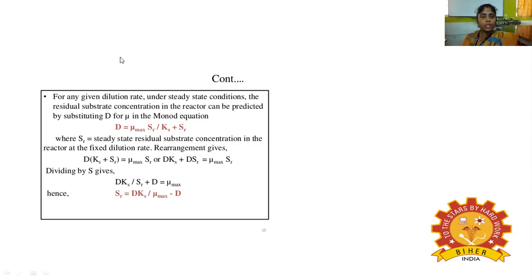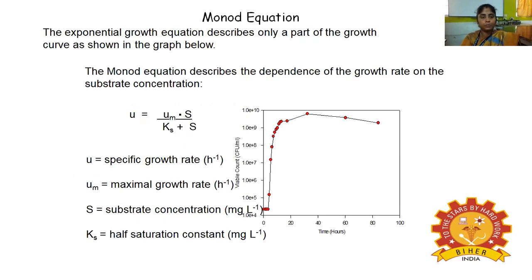As we all know, in the continuous mode of operation, D is equivalent to μ. So replacing the μ term with D, D is equal to μmax SR divided by Ks plus SR. SR is the residual substrate concentration that has been left at the end of the process, at that dilution rate. By replacing this term, we have the equation in this form, which is used to find the substrate that has been left out without interrupting the product formation.